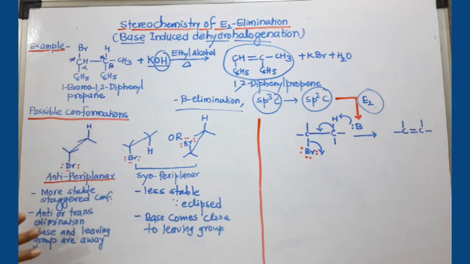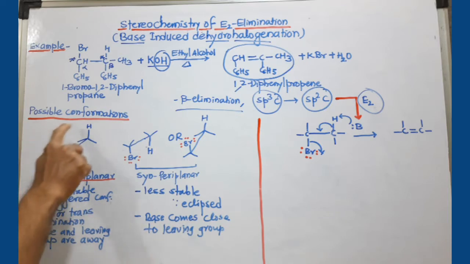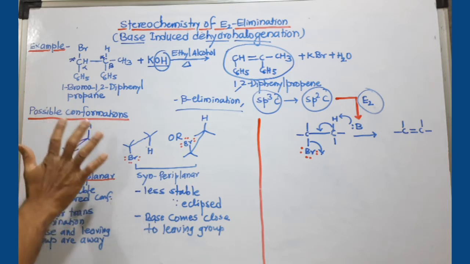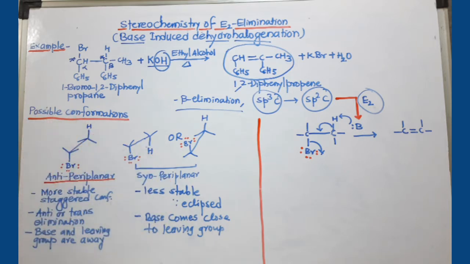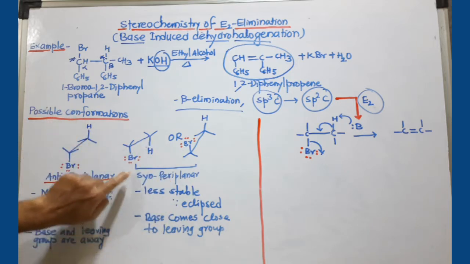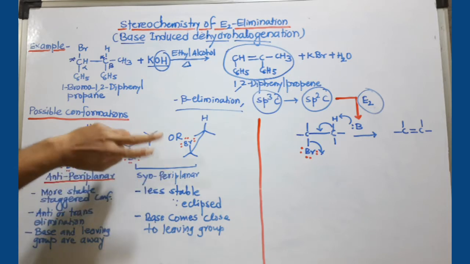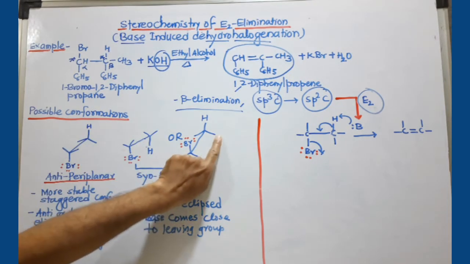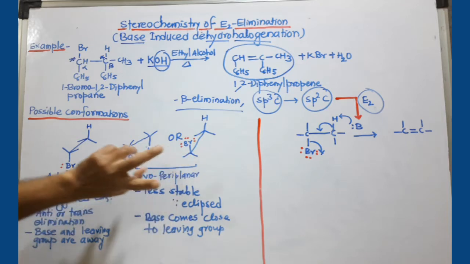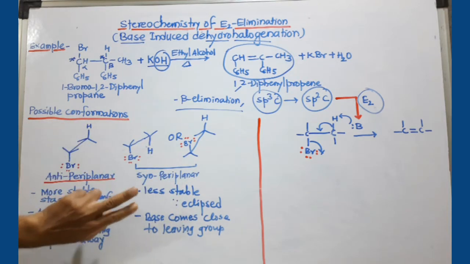And because of this, there is less repulsion, and this conformation is called staggered conformation. And you know, staggered conformation is more stable. So this anti-periplanar arrangement is more stable. But here in syn periplanar arrangement, you can see all bonds are coinciding. This bond is parallel to this bond, which is parallel to this. That means there is a repulsion.